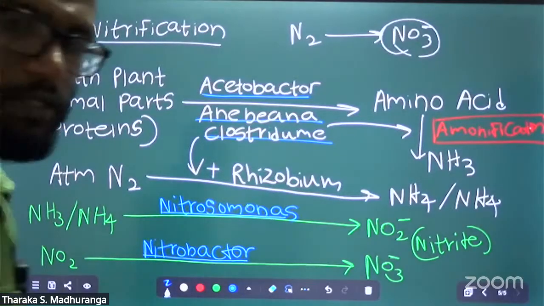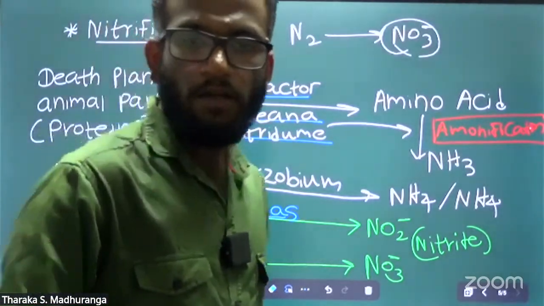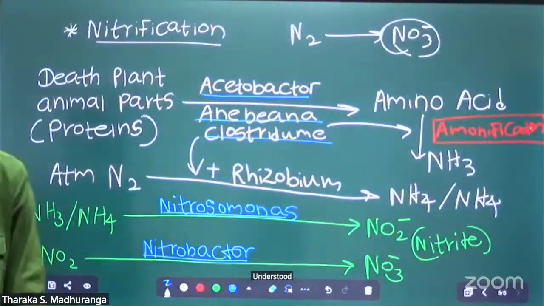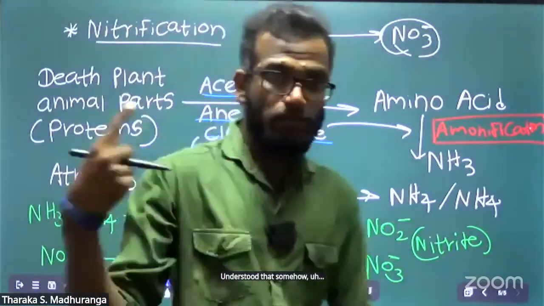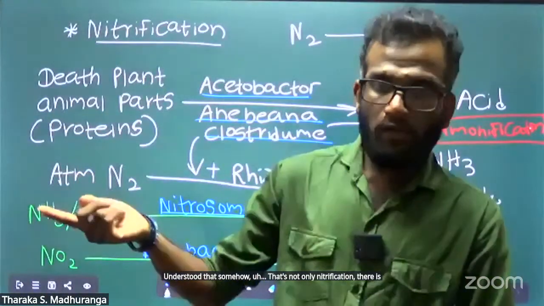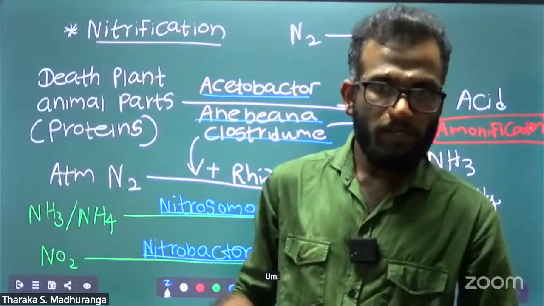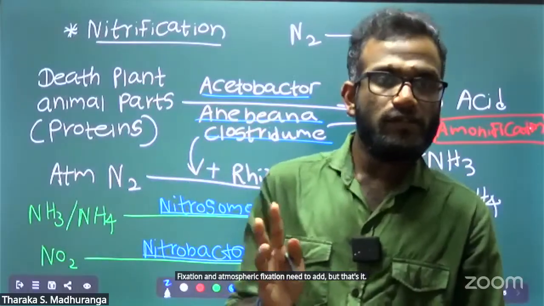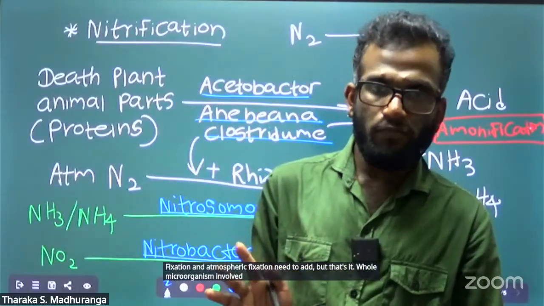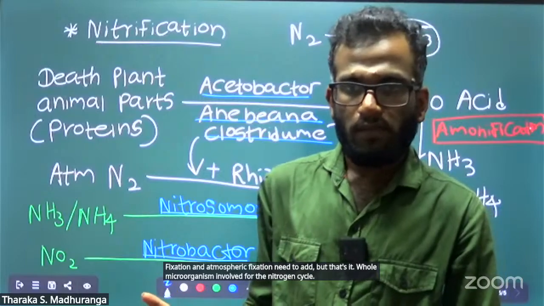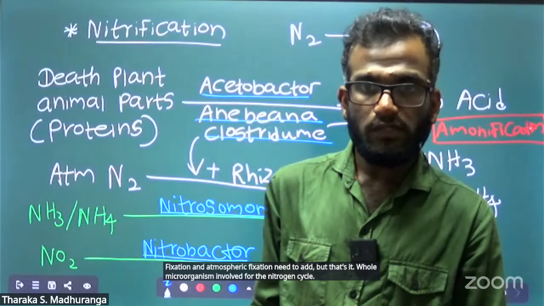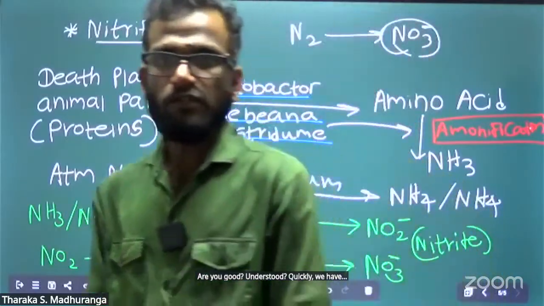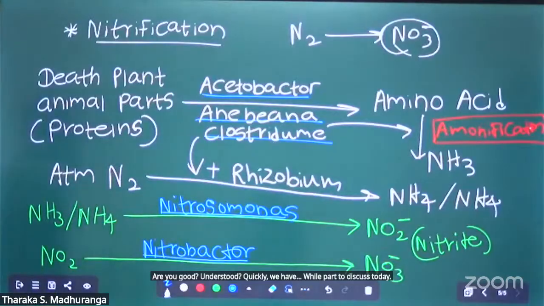Understood? Quickly. That is the process of nitrification. Understood? That's not only nitrification. There is additional industrial fixation and atmospheric fixation that need to be added. But that's the full microorganism involvement for the nitrogen cycle. Are you good? Understood? Quickly, we have a bulk part to discuss today. Still, we are in agriculture.